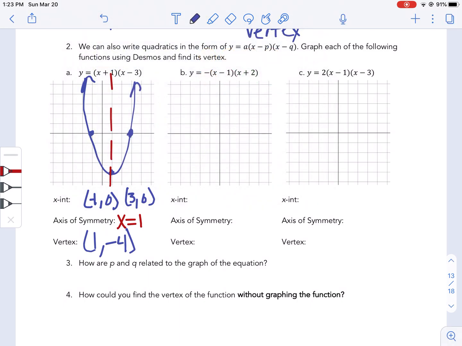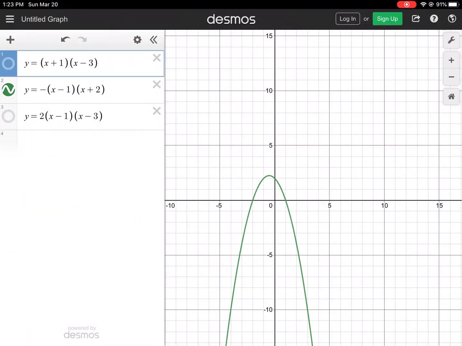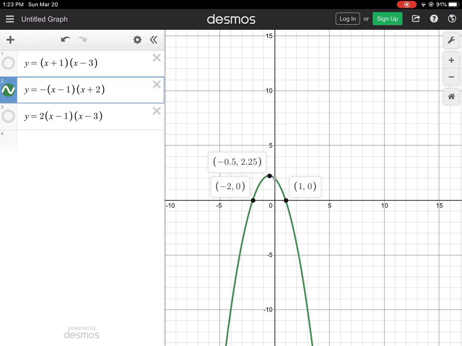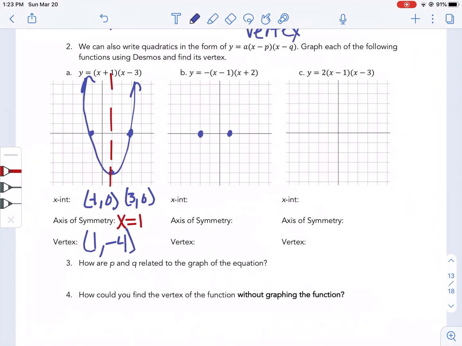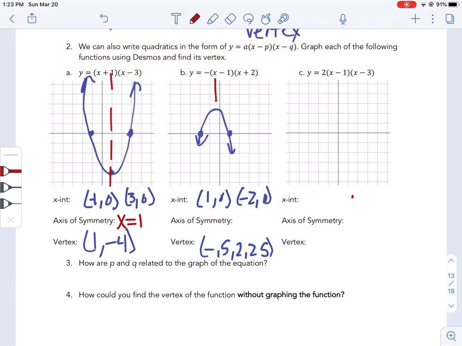So this next one, if you graphed it, -2 and 1, and I can't remember what the vertex was. So let's see, -2 and 1, (-0.5, 2.25). So we had (1, 0), (-2, 0), (-0.5, 2.25). And again, that axis of symmetry right down the middle, so x = -0.5.